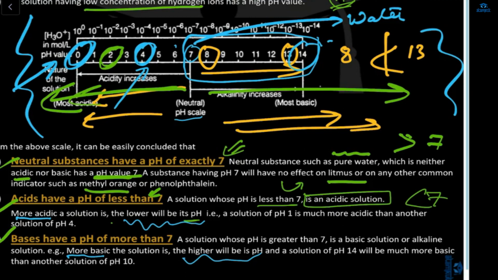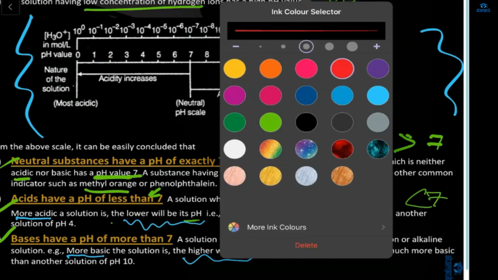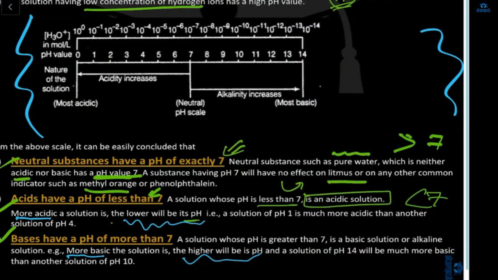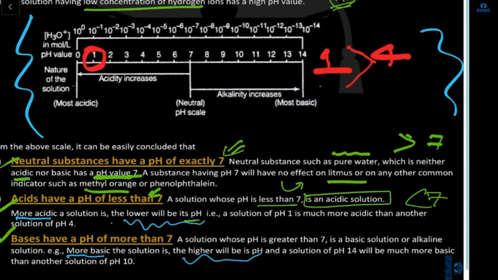Ria, what about you? Can you explain again why the lesser the number, the more acidic? So here, you will only tell me, okay? If I ask whether 1 is more acidic or 4 is more acidic, which one is more acidic? 1 is more acidic. If 1 is more acidic, then is the pH value of an acid less or high?